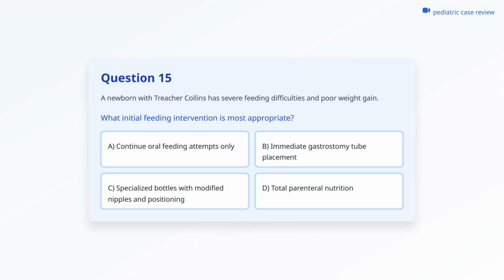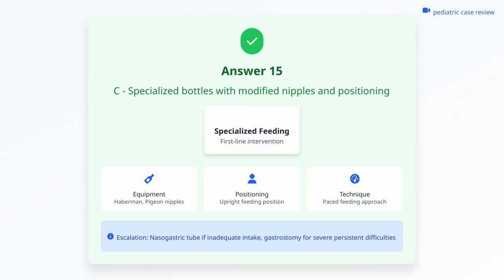Question 15. A newborn with Treacher Collins has severe feeding difficulties and poor weight gain. What initial feeding intervention is most appropriate? Option A. Continue oral feeding attempts only. Option B. Immediate gastrostomy tube placement. Option C. Specialized bottles with modified nipples and positioning. Option D. Total parenteral nutrition. Select appropriate initial management. The correct answer is C.